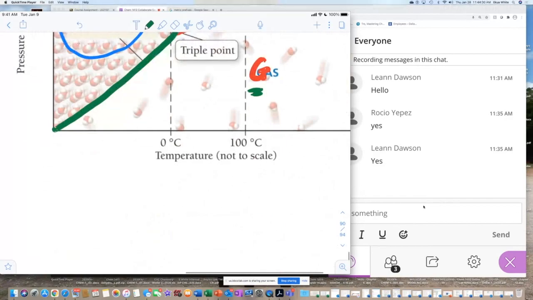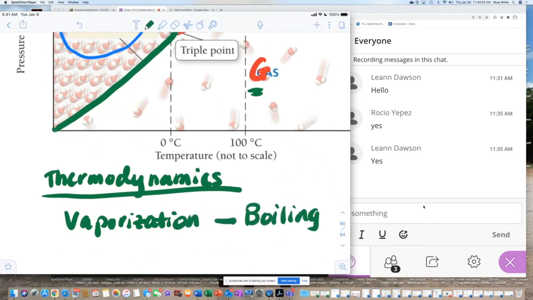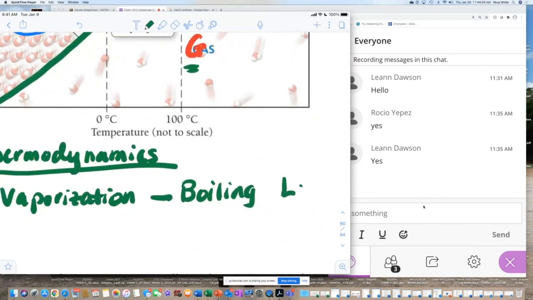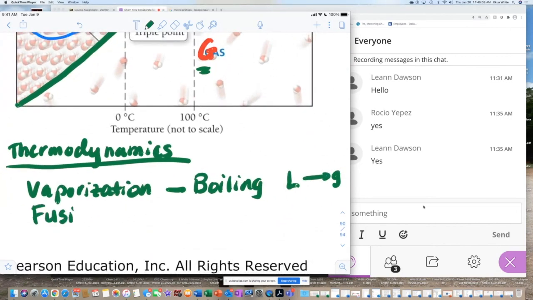Let me write this somewhere. In the world of thermodynamics, remember these are the group of chemists who major in this section, so they get to name this. Vaporization tends to be used to refer to boiling, and boiling just means you're going from a liquid to a gas. Then we have the term fusion, and fusion tends to go with melting, going from a solid to a liquid.